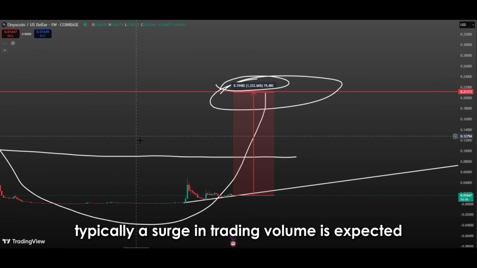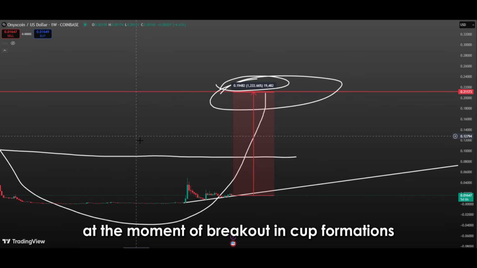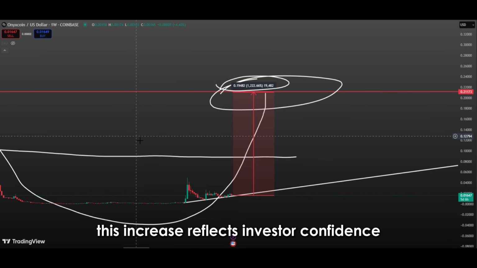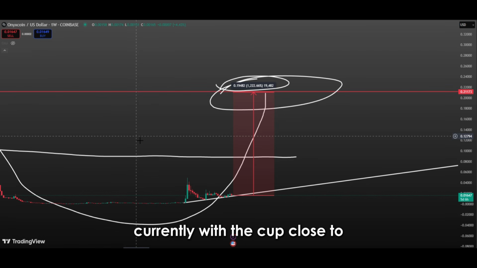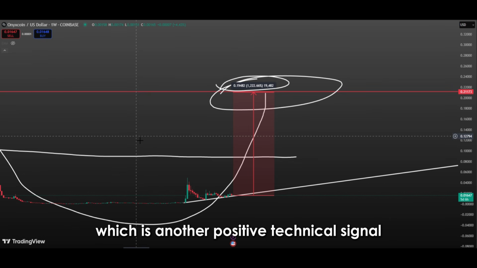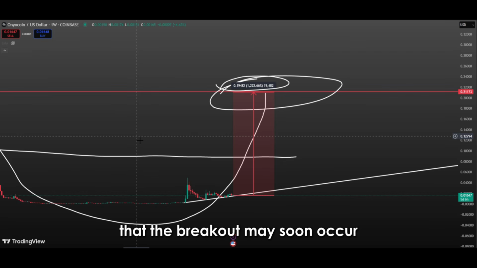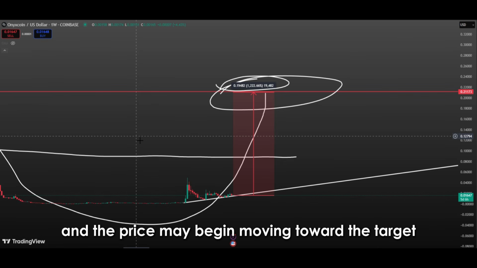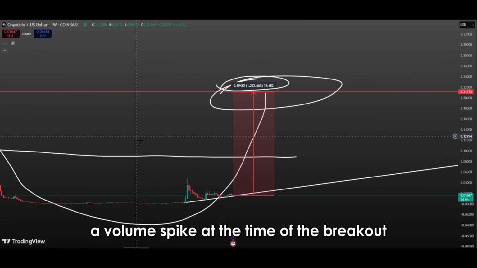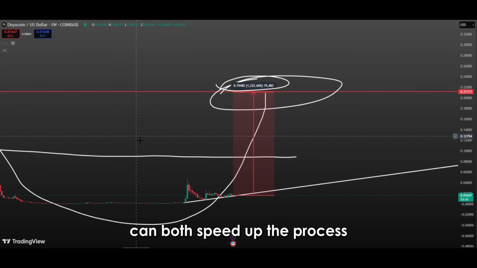Typically, a surge in trading volume is expected at the moment of breakout in cup formations. This increase reflects investor confidence that the price will reach new levels. Currently, with the cup close to completion, there is a gradual increase in volume, which is another positive technical signal that the breakout may soon occur and the price may begin moving toward the target. A volume spike at the time of the breakout can both speed up the process and make it more stable.